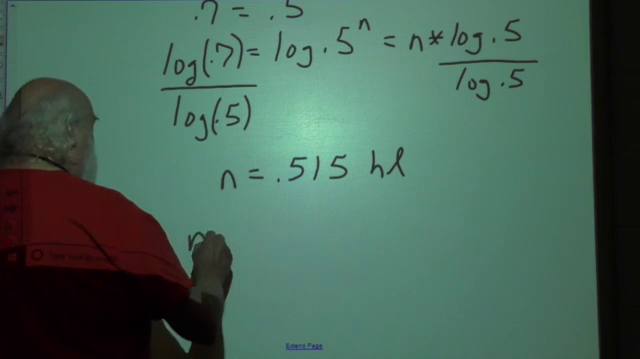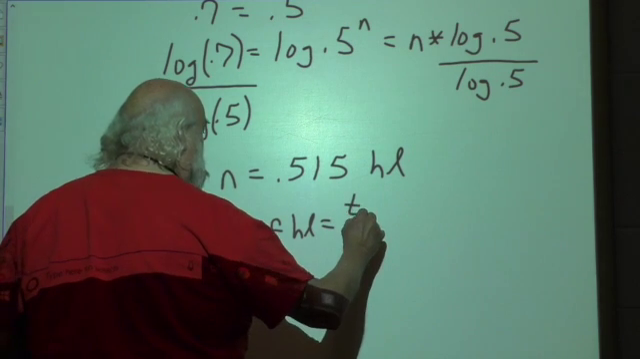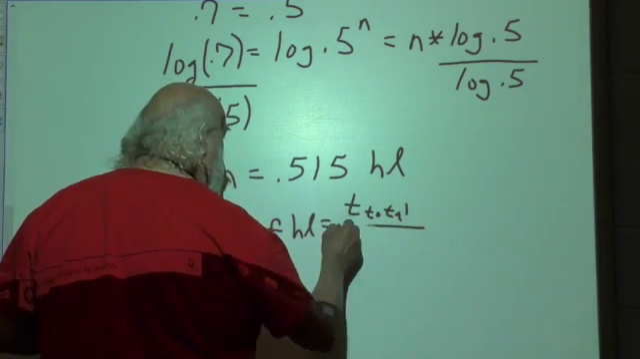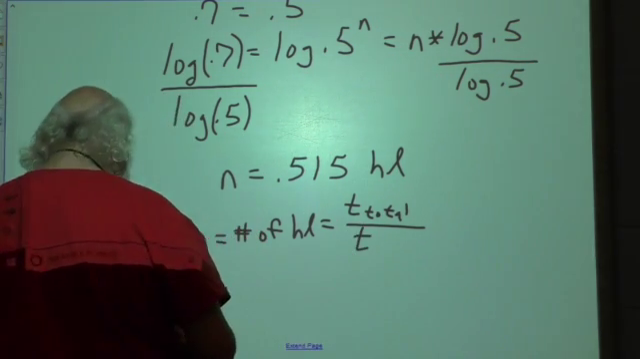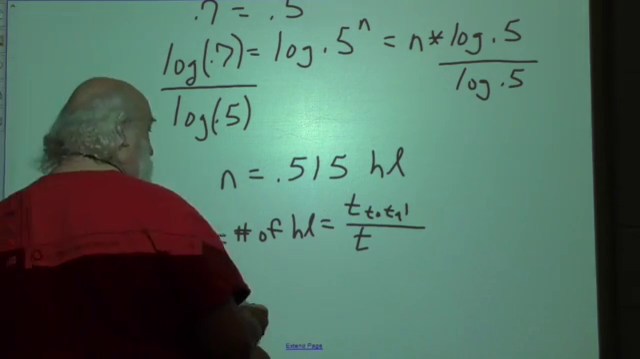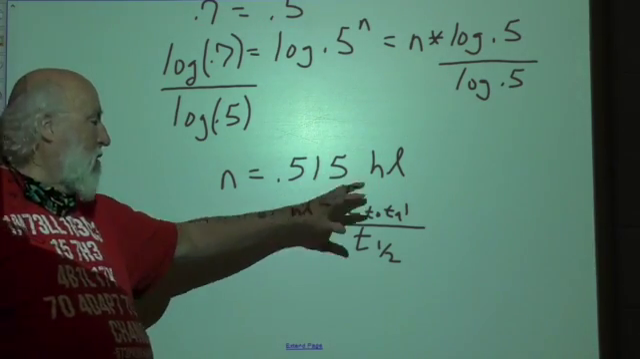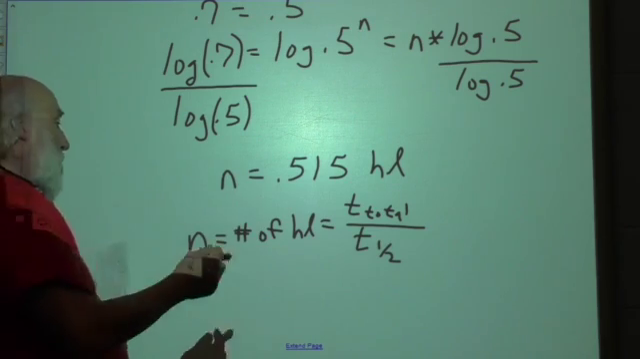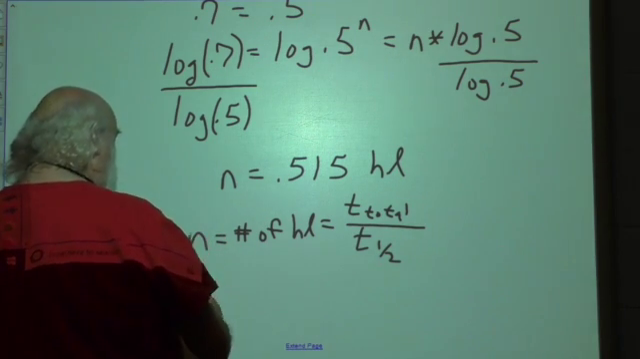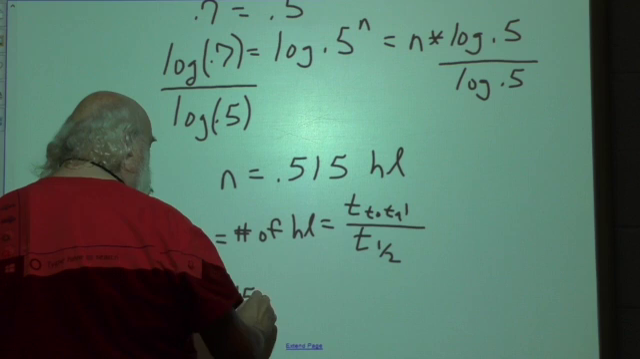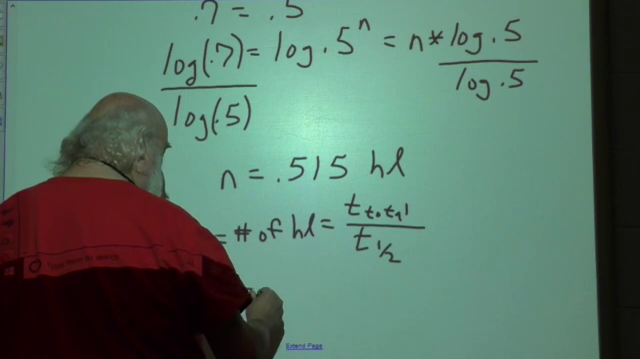Now, n, which is the number of half-lives, is equal to the total time divided by the half-life. This is the half-life. So the number of half-lives is the time divided by how long it took for half of this to go through. So in this particular case, we have 0.515 half-lives. For this, 0.515.